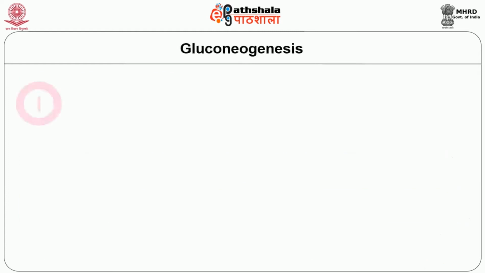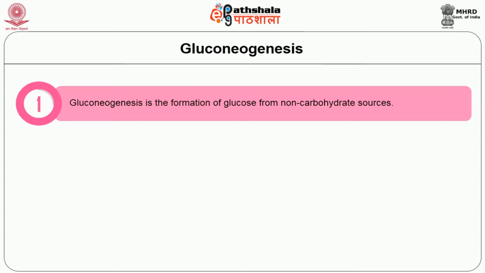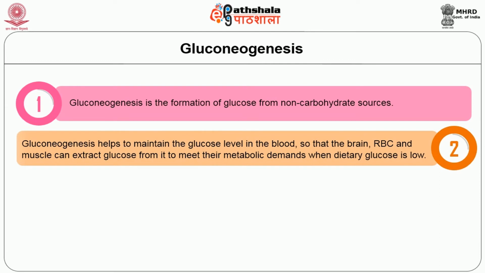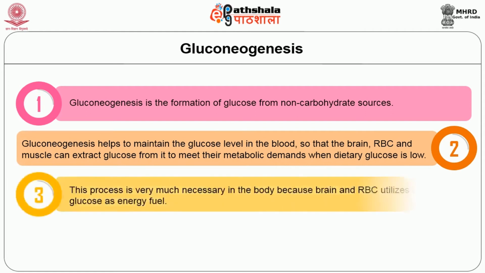Now we'll understand about gluconeogenesis. Gluconeogenesis is the formation of glucose from non-carbohydrate sources. Gluconeogenesis helps to maintain the glucose level in the blood so that the brain, RBC and muscle can extract glucose from it to meet their metabolic demands when dietary glucose is low. This process is very much necessary in the body because brain and RBC utilize only glucose as energy fuel.